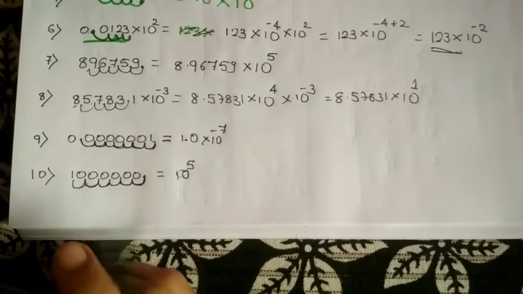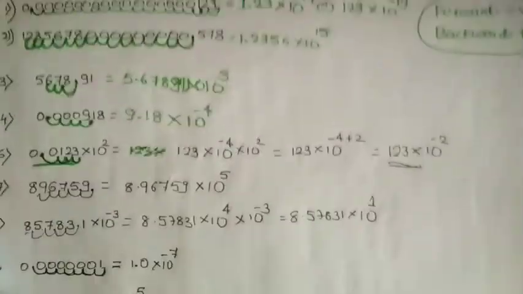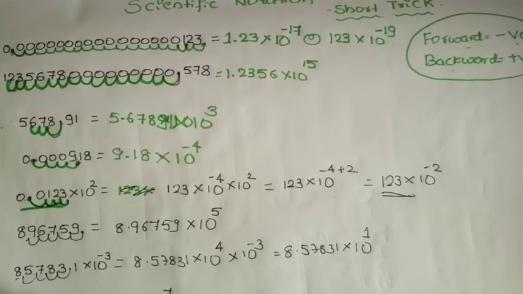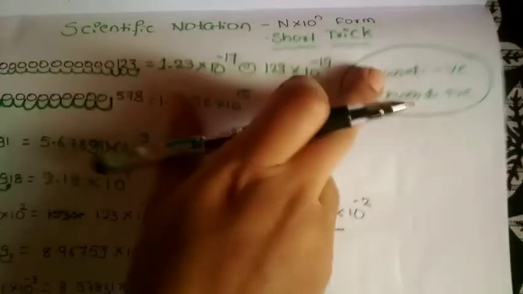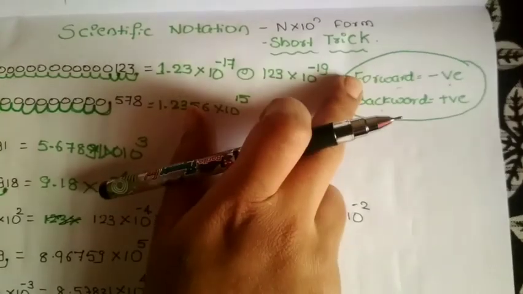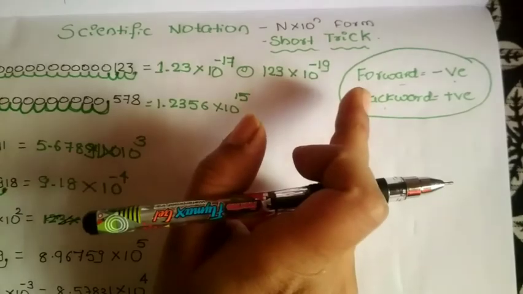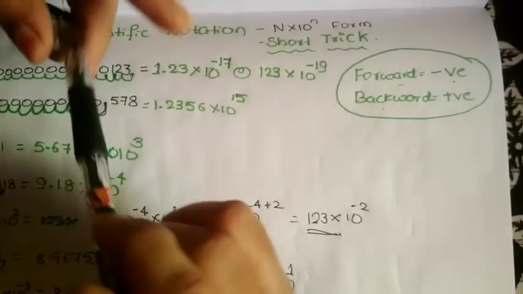It is understood, I hope, dear students. This is how you can write scientific notation, that is, representing a large or small number in an easy way. So the shortcut you have to remember is, if you move the decimal point forward, the power will be negative. If you move it backward, the power will be positive.